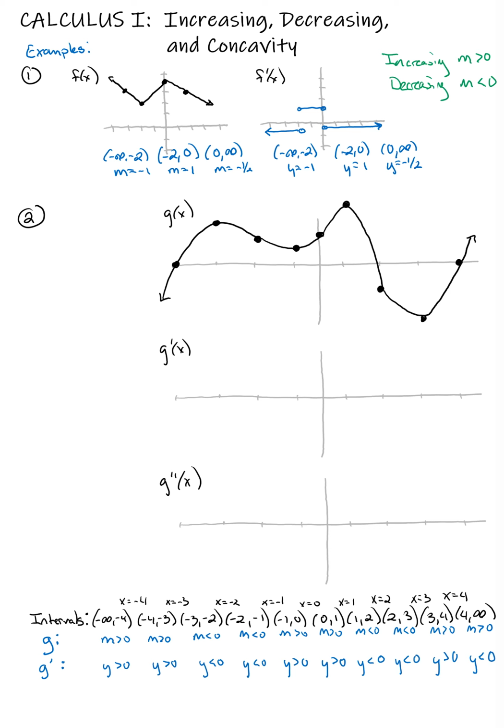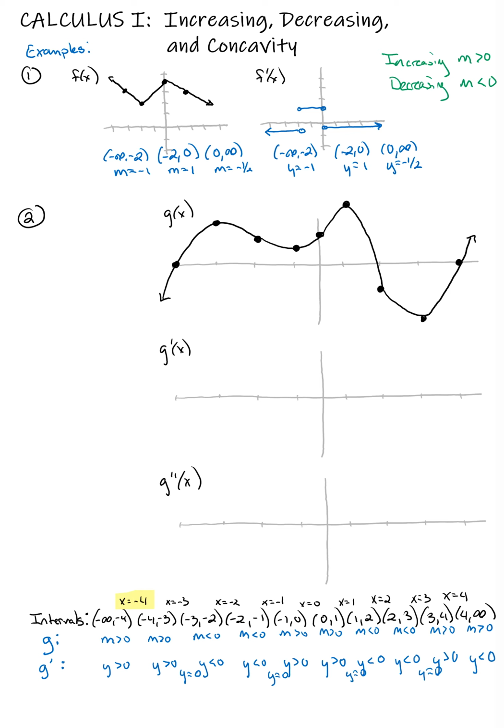So here it changes, so that means it must be equal to 0 between those two intervals. Here again it changes from negative to positive, so that's got to be 0. It changes from positive to negative, that tells me it's going to be 0. And then when it changes back from negative to positive, again, that's 0. Okay, so now I have some points.